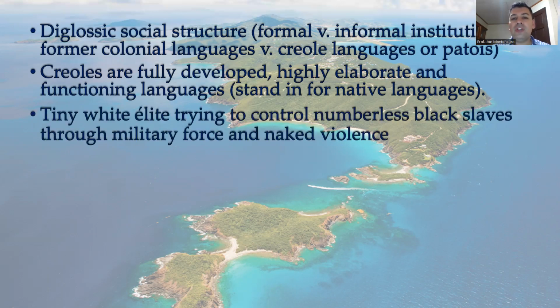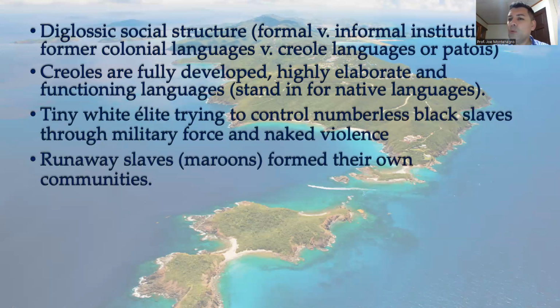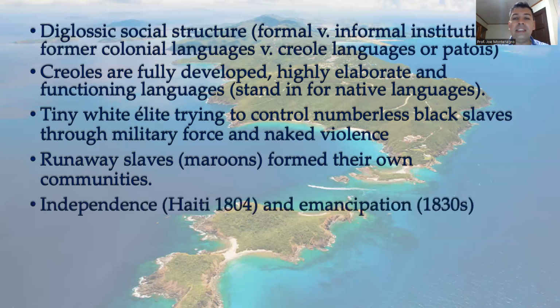Now, going back to the historical aspects of the Caribbean islands, there was a tiny white European elite that controlled large numbers of Black slaves using military force and violence, but they were ultimately outnumbered. Many of these slaves escaped their masters, and they were called the Maroons. The Maroons are the runaway slaves, and they formed their own communities. From these communities, the revolt and the resistance started, ultimately leading to independence.